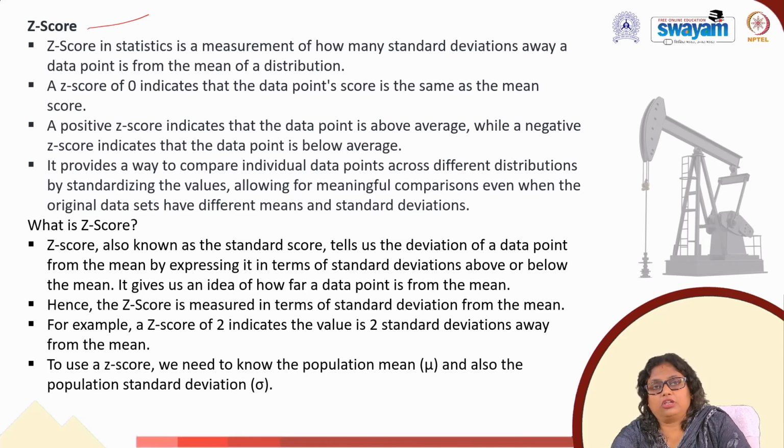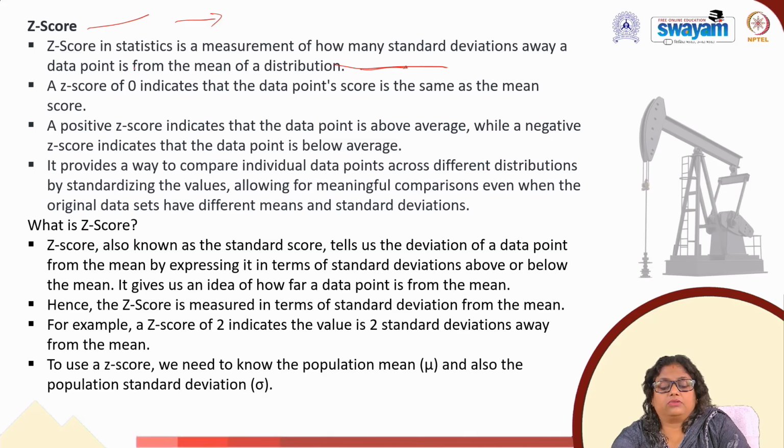Now the second thing we are talking about is the Z score. So Z score, again, this understanding is going to help us in outlier detection. So first we will be understanding the Z score. So Z score in statistics is a measurement of how many standard deviations away a data point is from the mean of a distribution.